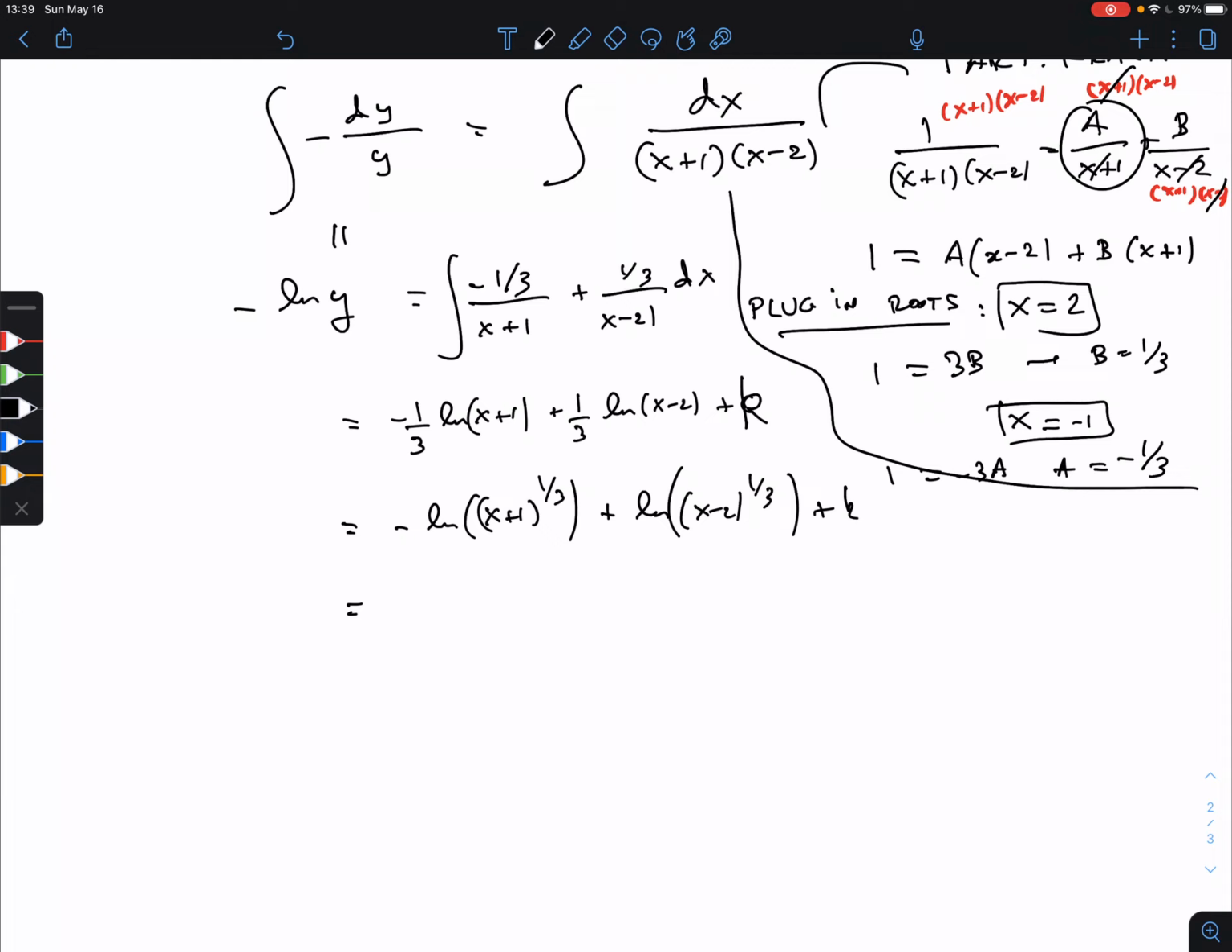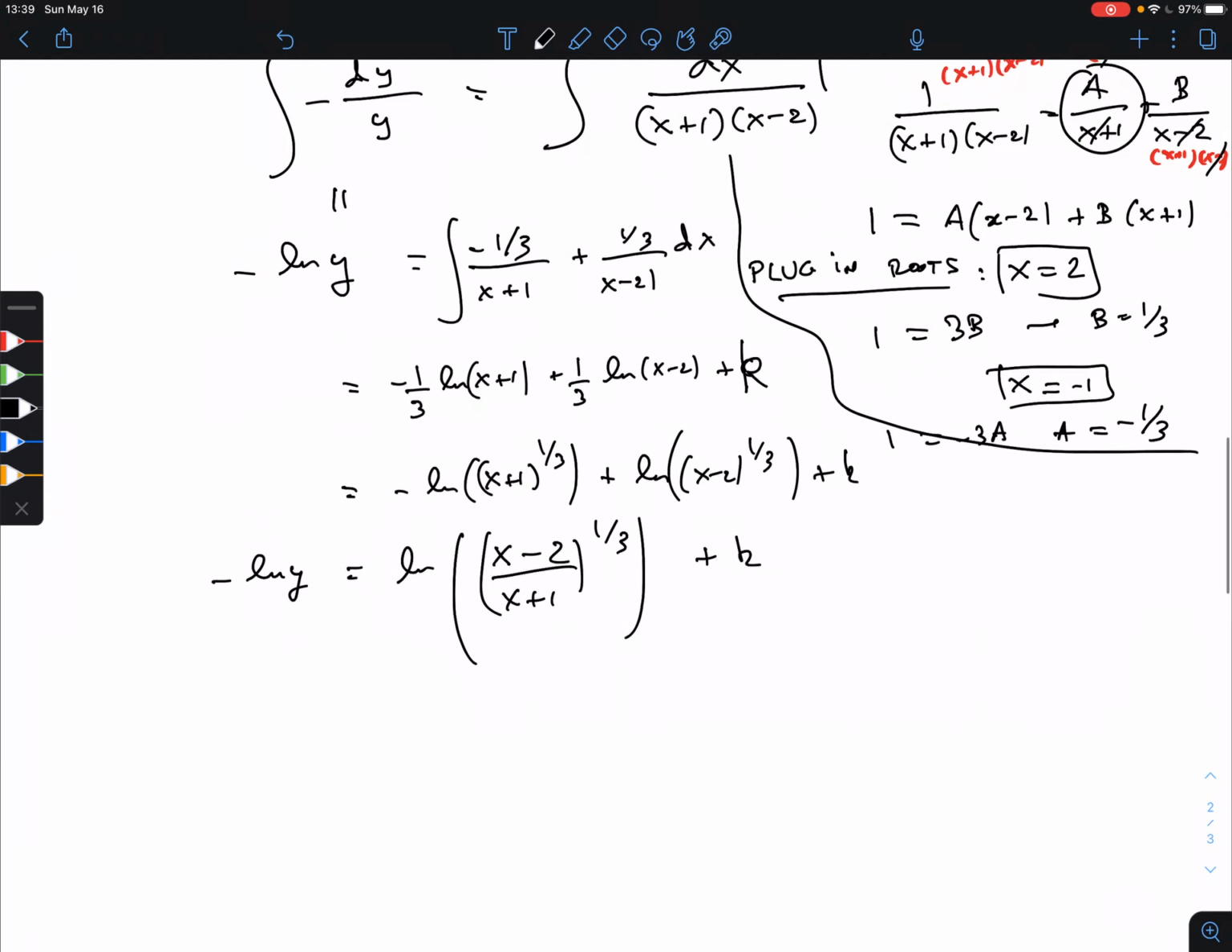And now we combine this. The negative sign means that we're going to divide here. So we get x minus 2 to the power 1/3 over x plus 1 to the power 1/3, but I can combine the power 1/3. I hope that is okay. If you don't do that, that's fine. That's not a big deal here. And plus k. Okay, so now I can have a minus ln y here.